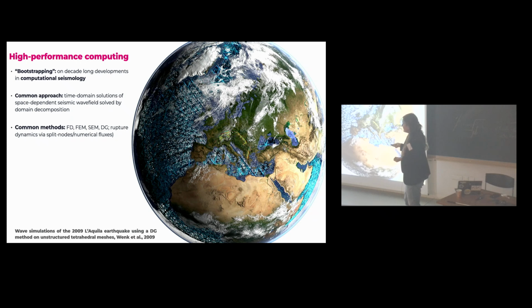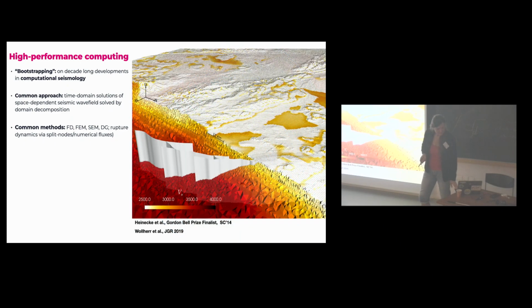These kinds of methods have been implemented in finite difference, finite element, spectral element, and discontinuous Galerkin methods. There are different ways to get the rupture in there, for example, via split nodes or numerical fluxes. I can talk a lot about this, please ask me. I don't have too many slides, but I'm really happy to talk more about this if you have questions.